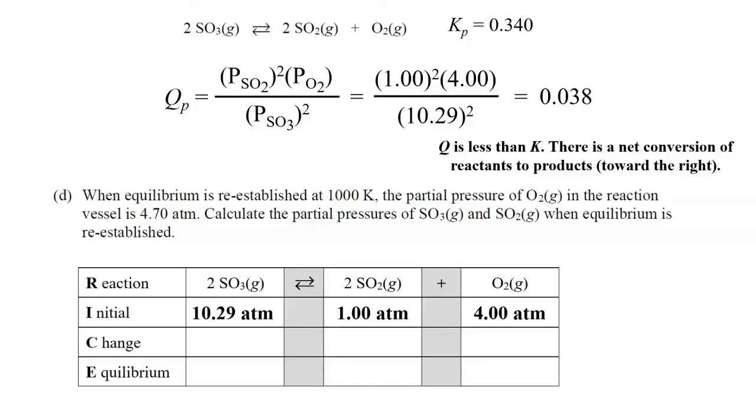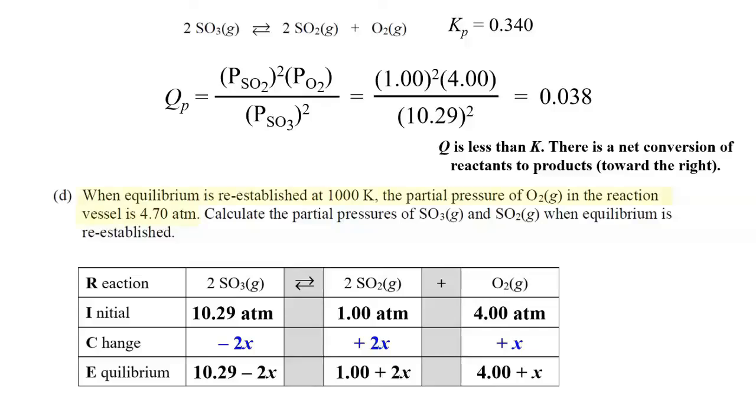Because there is a net conversion from reactants to products from left to right, that's going to cause the SO3 pressure to go down and cause the pressure of SO2 and O2 to go up. So you can see the magnitude of the change is 2x, 2x, and x, consistent with the coefficients of 2, 2, and 1. At equilibrium, when it's been reestablished, the pressure of SO3 should be 10.29 minus 2x. The pressure of SO2 should be 1 plus 2x. And the pressure of O2 should be 4 plus x.